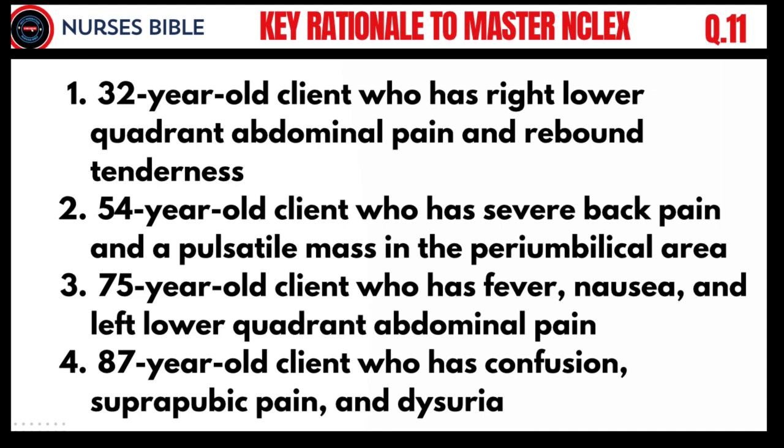Those are signs of appendicitis, which we do want to treat, but not in comparison to what's coming next. Option 2 is a 54-year-old client who has severe back pain and a pulsatile mass in the periumbilical area. So that pulsatile mass is indicative of an abdominal aortic aneurysm, or a AAA. And then the severe back pain, that's a big clue that something has ruptured.